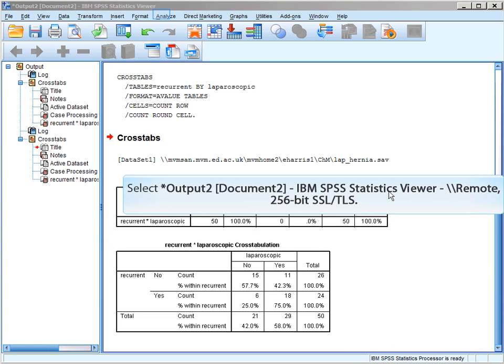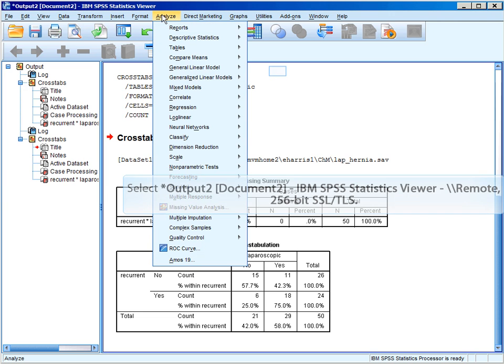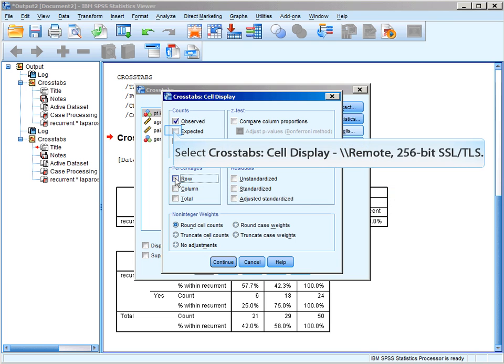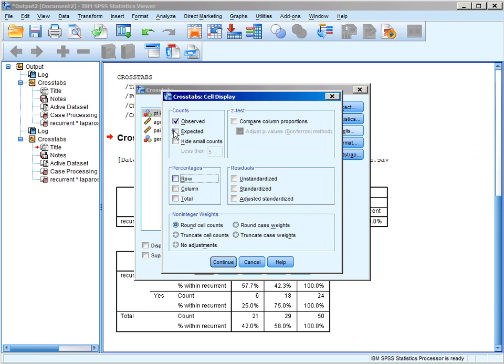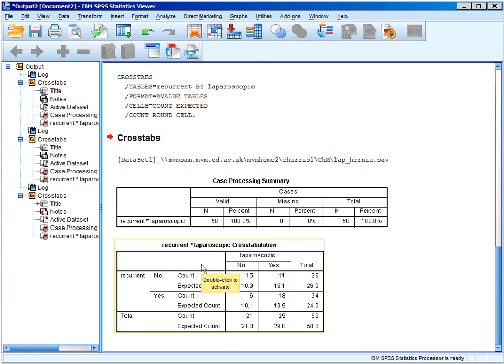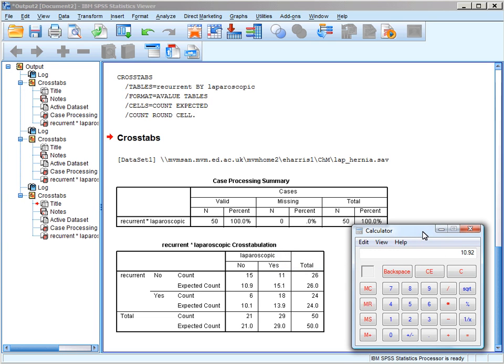Of course, we can get SPSS to do this for us, and we go to Analyze, Descriptive Statistics, Crosstabs, Cells, and just unclick row for the moment, just to get rid of row and the row percentage, and click Expected. And here you can see the expected count in laparoscopic no recurrent no is 10.9, which is the same as we calculated with the row and column totals.